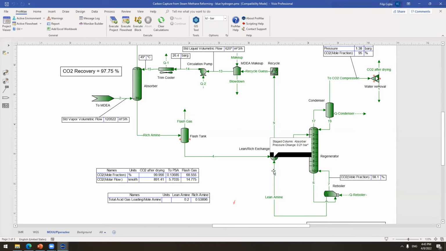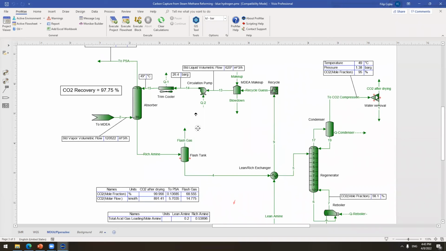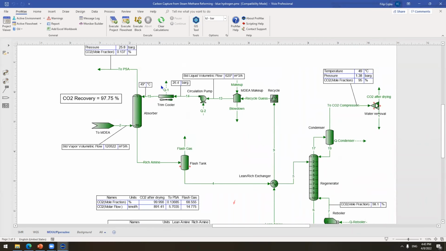So I end up with my lean amine that is coming from my lean and rich heat exchanger. We're going to the recycle, because this is basically a loop. And from the recycle, there's a makeup block. As I told you before, we're going to be losing some of the amine and water in the outlet stream of our absorber, so we're going to be losing some amine in here too.